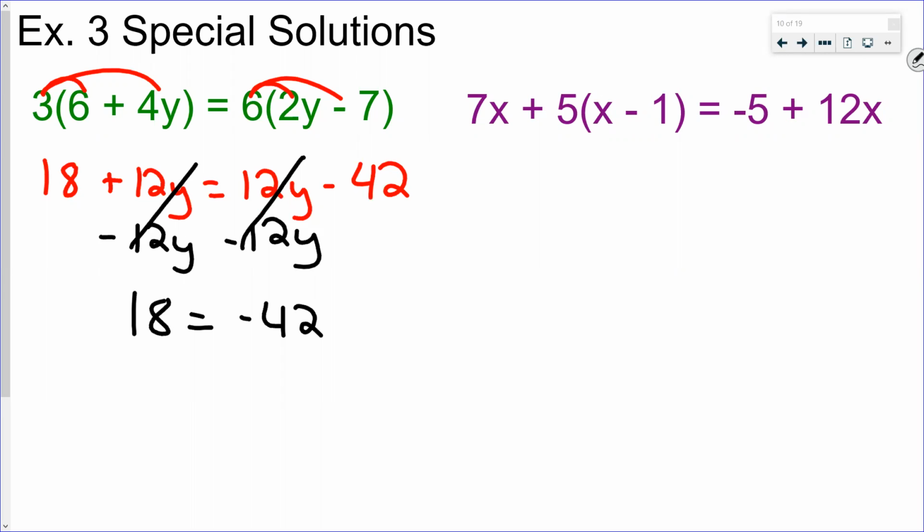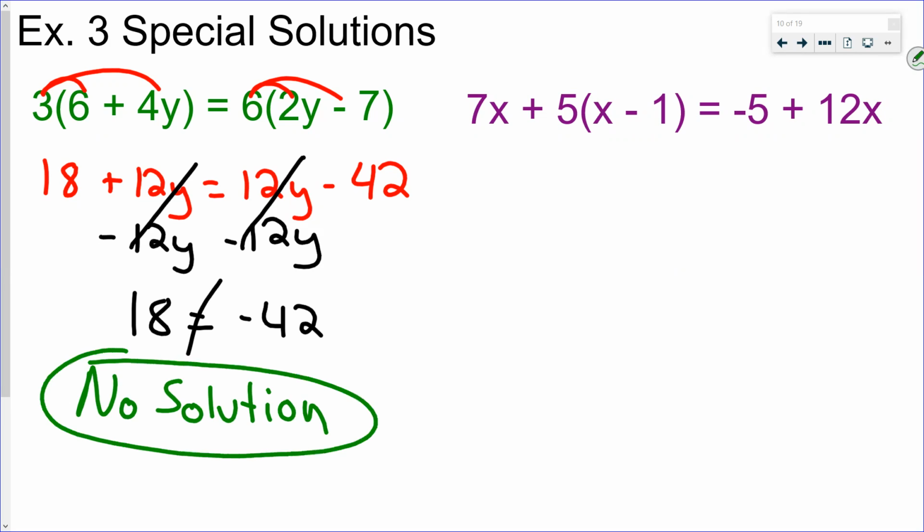Well, this is not a true statement. 18 does not equal negative 42. At least on planet Earth, it doesn't. Right? So what this means here is there is no solution. And that's your answer. Your answer is no solution. Because there is nothing I can plug in to y. There is no value, no number I can plug into y that will give me a true statement.